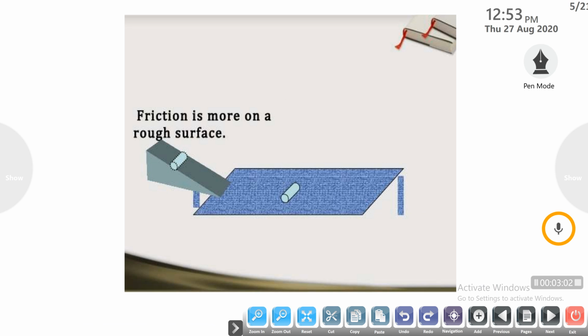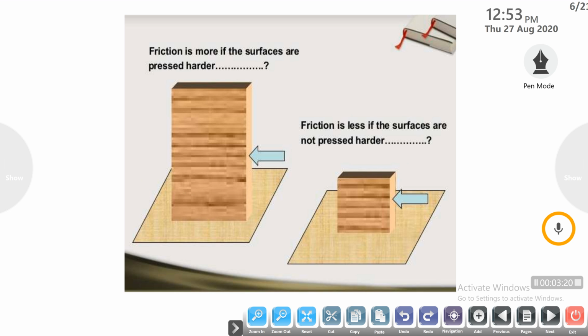We can say that friction is more on a rough surface, because when we roll a ball on a smooth slide, it will come to rest after some time. But if we roll it on a rough surface, it will come to rest very quickly. So friction is more on a rough surface as compared to a smooth surface.